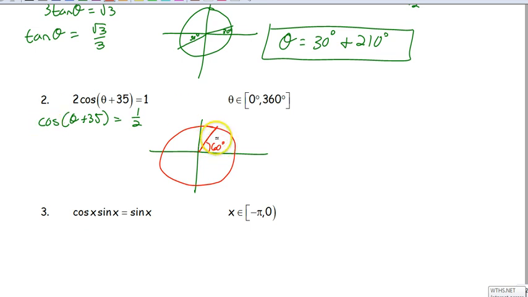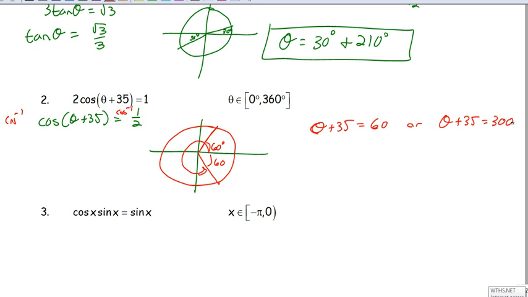Now, cosine is the x value. So I need to find the other place where the x value is positive 1/2. And I go down here, because x being positive is in the right direction. So here are my two angles, 60, and then if you go all the way around, you get 300. So when I cosine inverse this and cosine inverse this, that's basically what you're doing, you get two possible answers, like we always do. We get theta plus 35 can equal 60, or we get theta plus 35 is equal to 300.